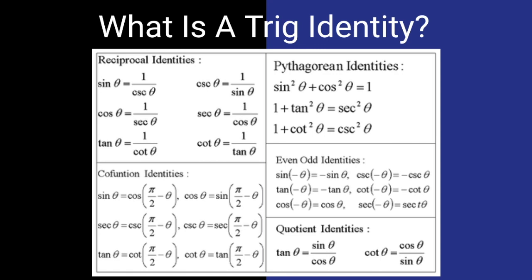First, to be able to prove trig identities, you need to understand what they are. A trig identity is essentially an equality that involves trigonometric functions and is true for every value of the occurring variables where both sides of the equality are defined.